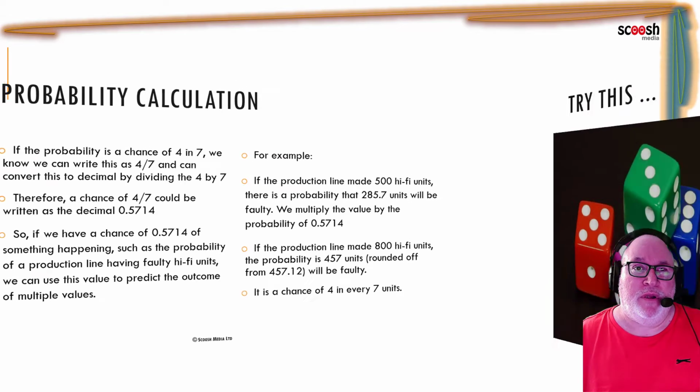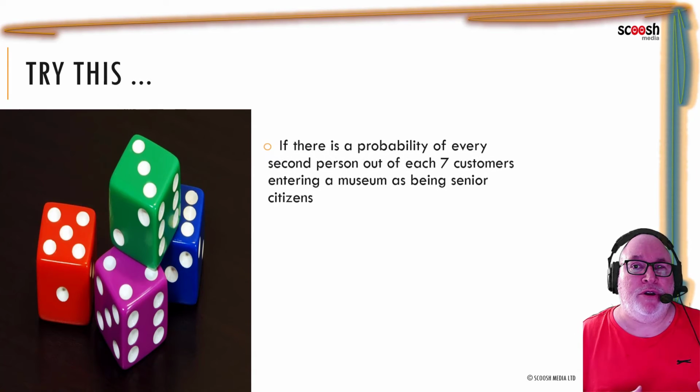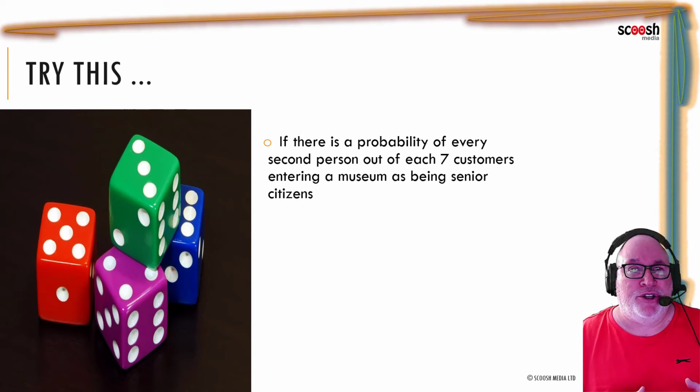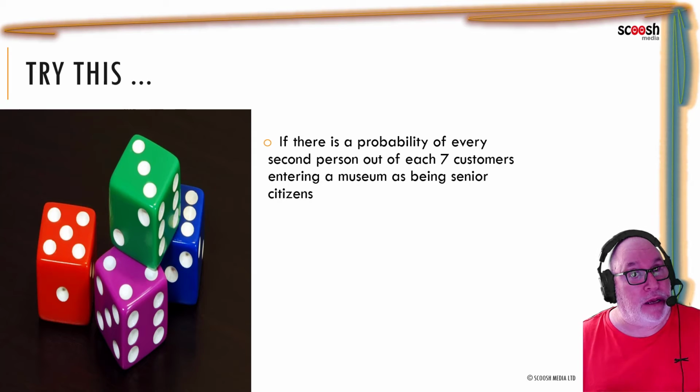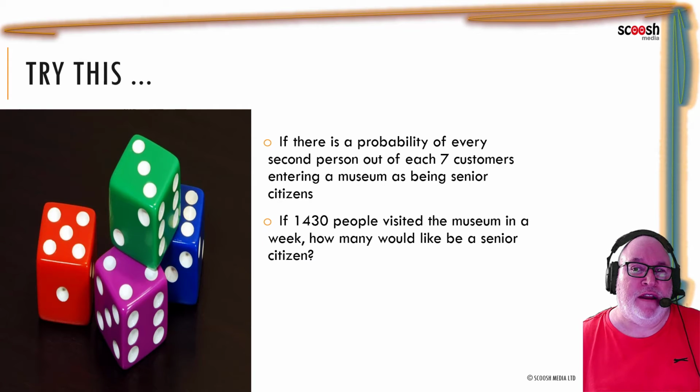So let's have a wee look at another one. You give this one a wee try. If there's a probability of every second person out of each 7 customers entering a museum being a senior citizen, what if 1,430 people visited the museum? How many are likely to be a senior citizen based upon that probability?